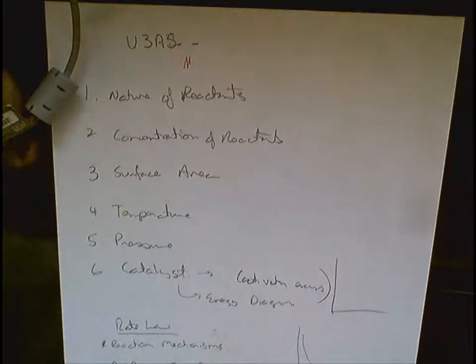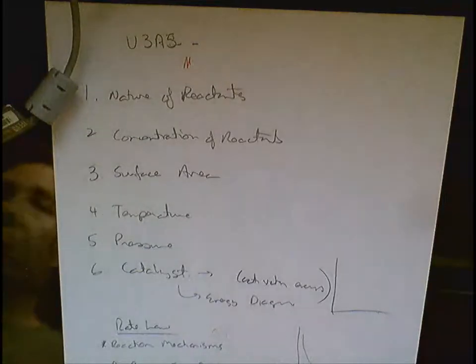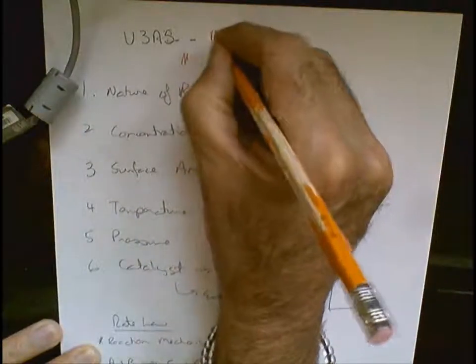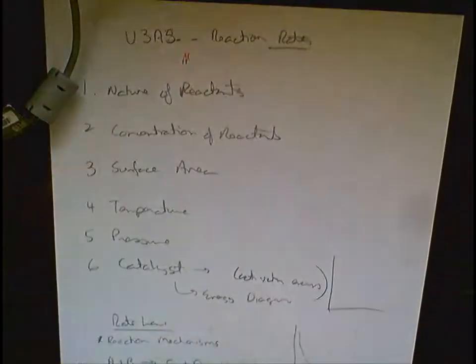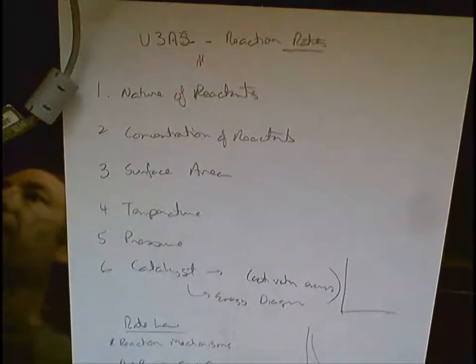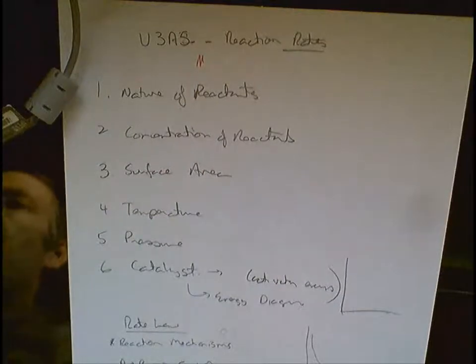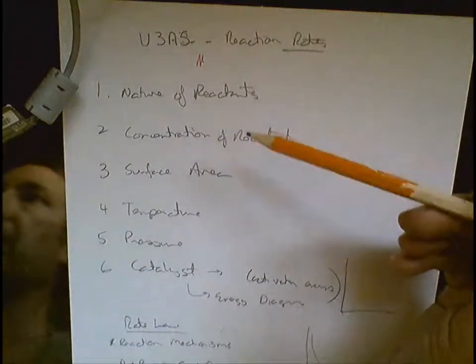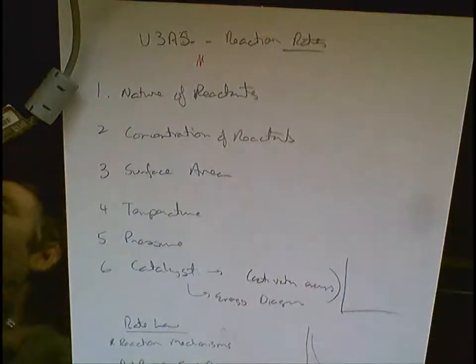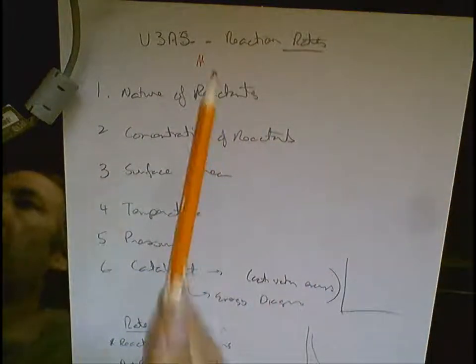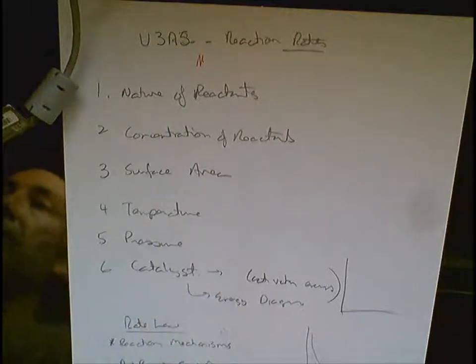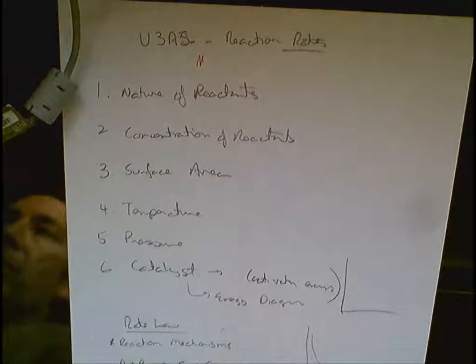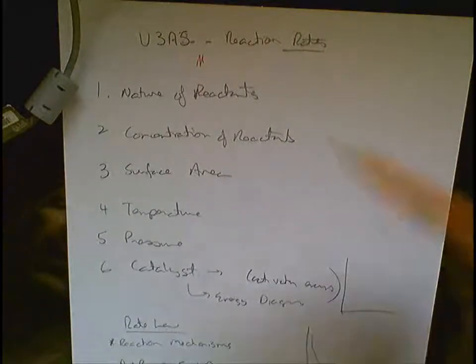Okay, this is U3A5. This is the final activity in Unit 3, and what we're looking at are reaction rates. They talk about 6 things that affect the rate of a reaction in this activity. And what you're going to notice is that all of these will affect how a reaction rate goes. And that's going to be very important in industry where you're trying to make money, so you want to make sure you've set things up as efficiently as you can.